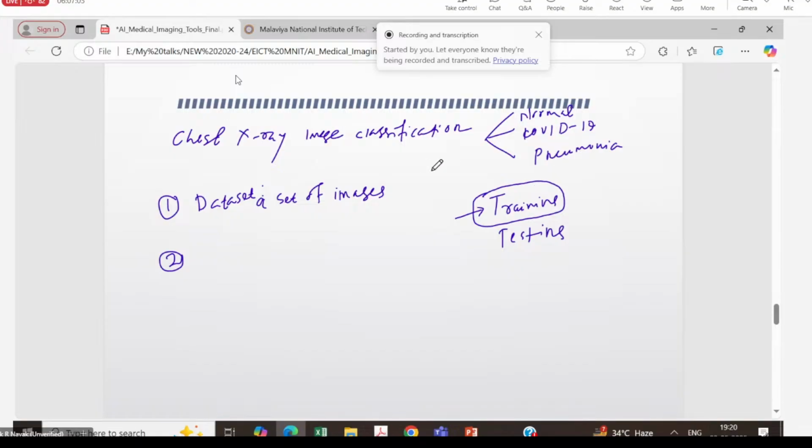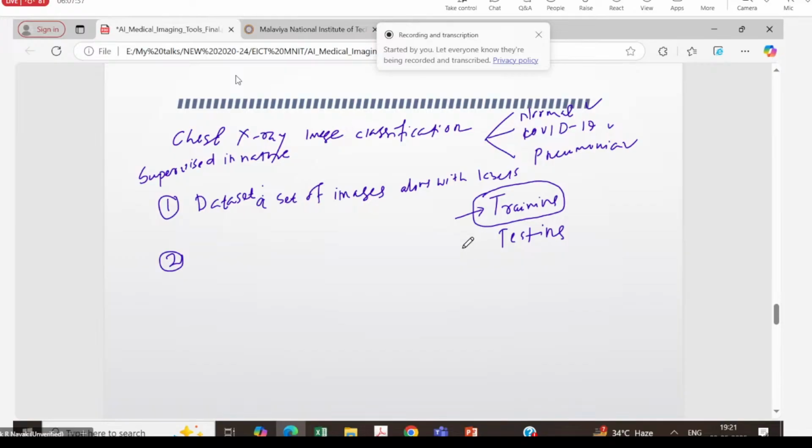And as we are considering an image classification problem, usually the classification problem is supervised in nature. That means a set of images is given to us along with the corresponding labels. So what are the labels? These are the three labels. This is given to us.